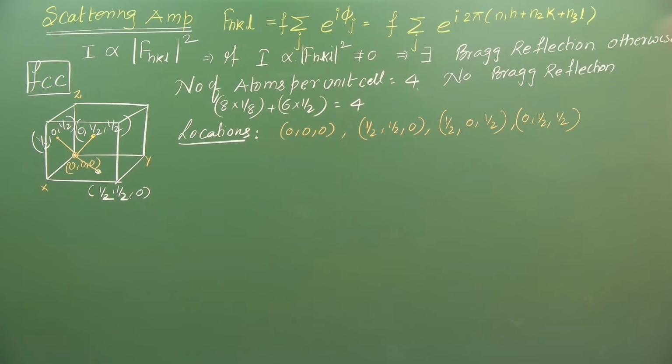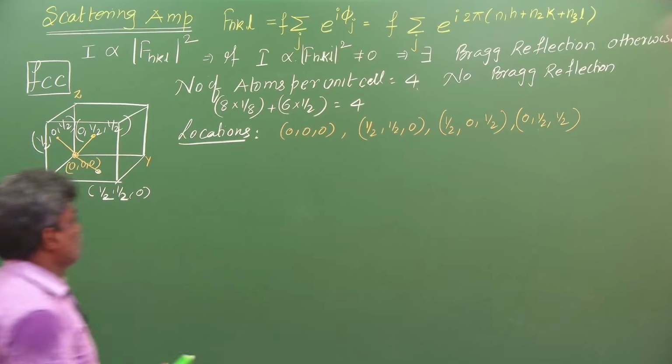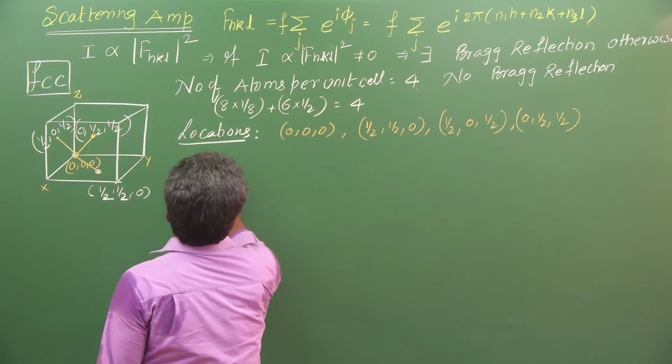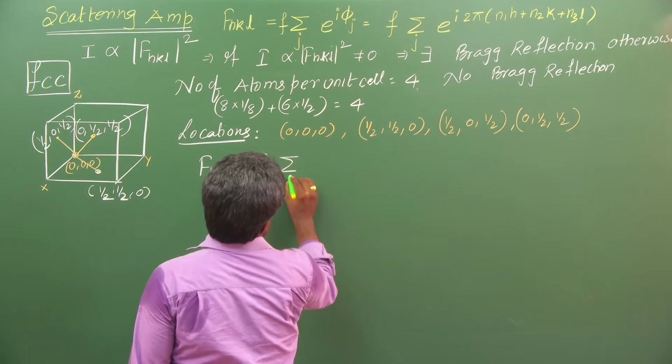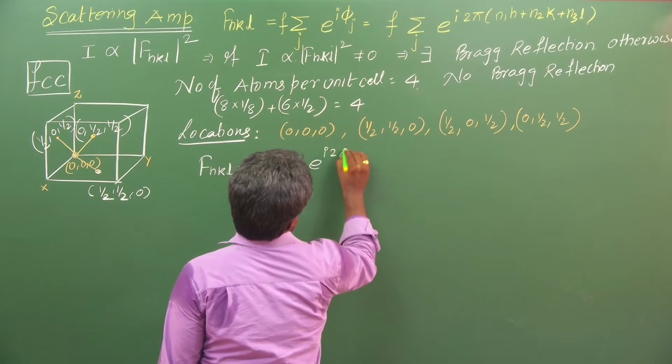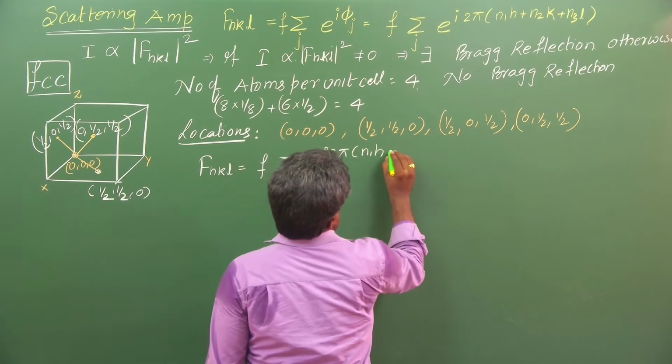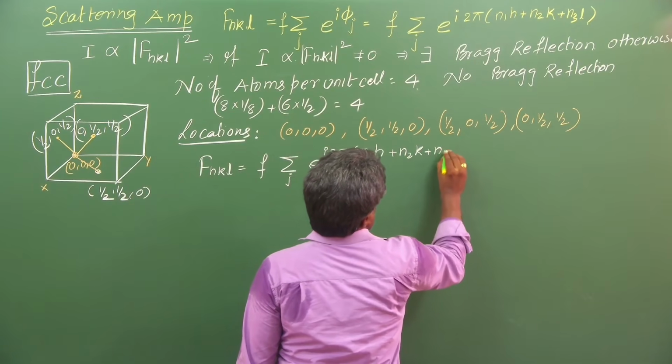I think you are getting a total of 4 terms. One term is 1. After that, e raised to pi i (h plus k), plus e raised to pi i (k plus l), plus e raised to pi i (h plus l). Two terms, because half, one, another is 0. So here you got F(hkl) equal to small f summation over j of e raised to i 2 pi (n1 h plus n2 k plus n3 l).